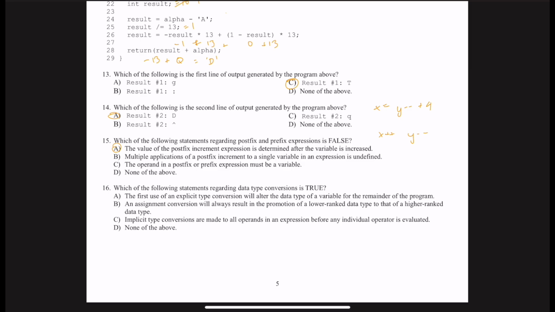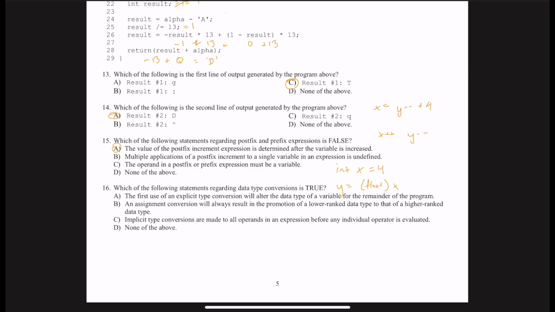16. Which of the following statements regarding data type conversions is true? A, the first use of an explicit type conversion will alter the data type of a variable for the remainder of the program. So this is something like saying int x equals 4. Now, let's say y equals float x. So all we're saying is y equals 4.0, but x itself, the variable, does not change just because we converted it in one spot in the program. We can't change data types like that in C, at least not in this course.